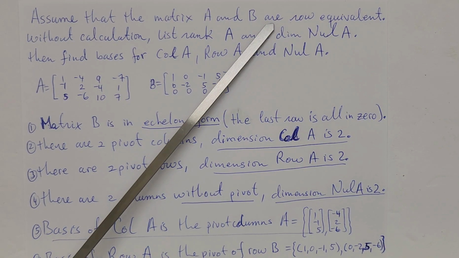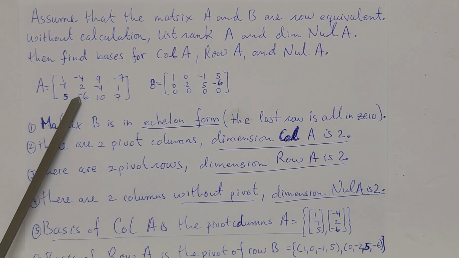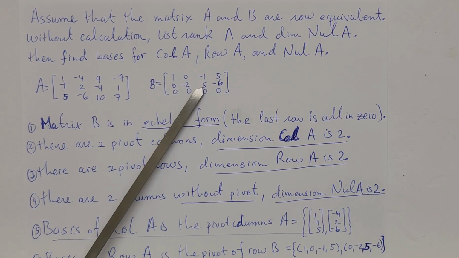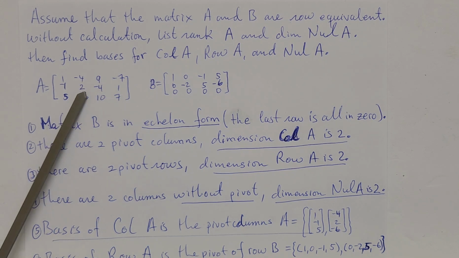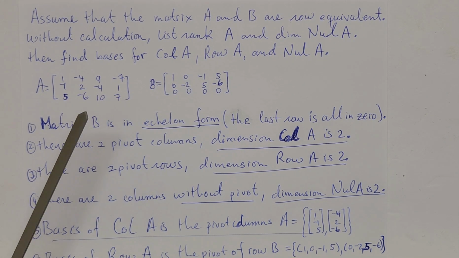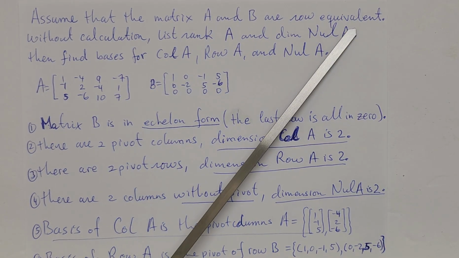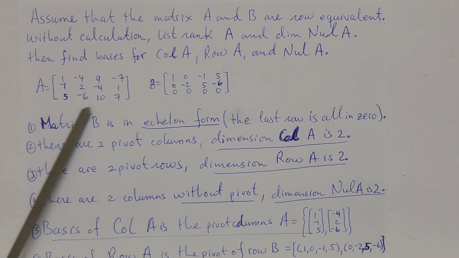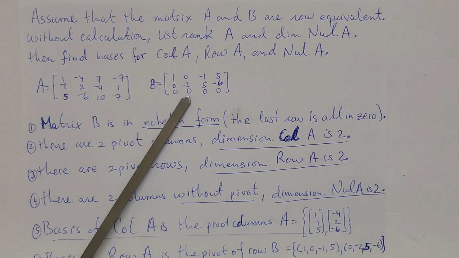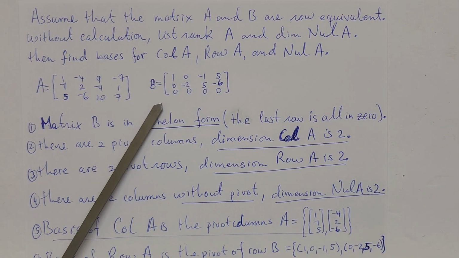A and B are row equivalent. That means matrix A is the original matrix, and matrix B is the answer to matrix A after row operation. One more time: A and B are row equivalent, so A is the original matrix, and B is the answer to matrix A after row operation.